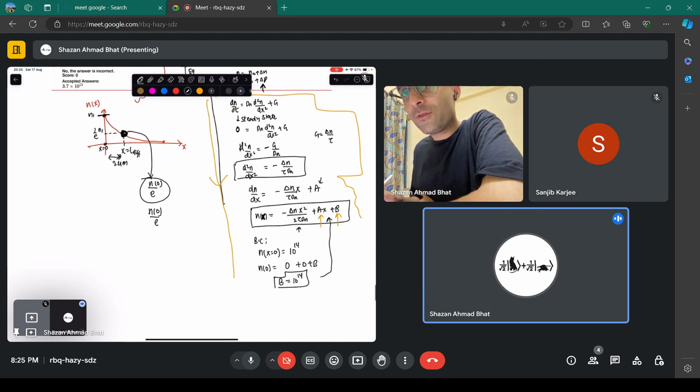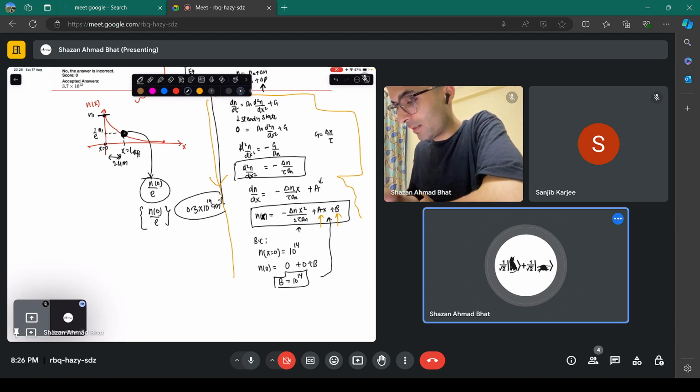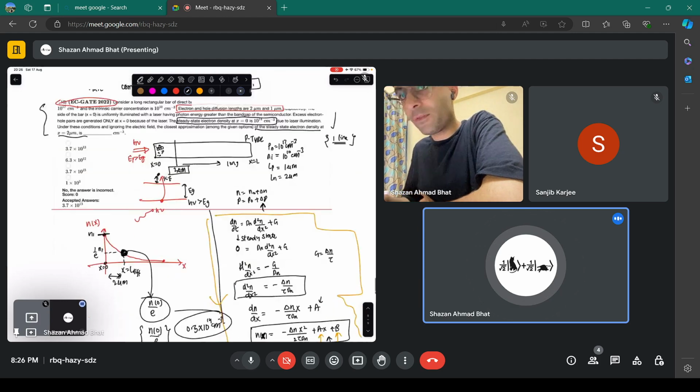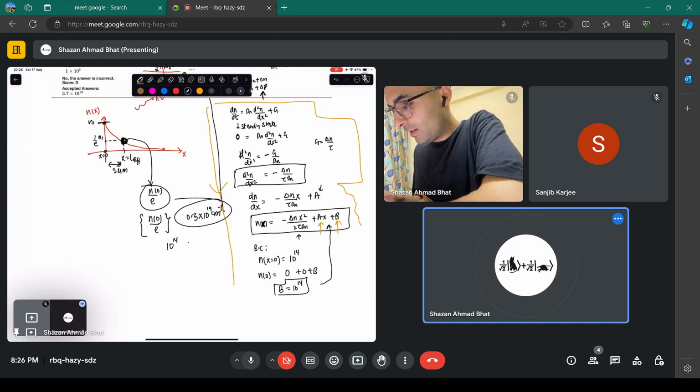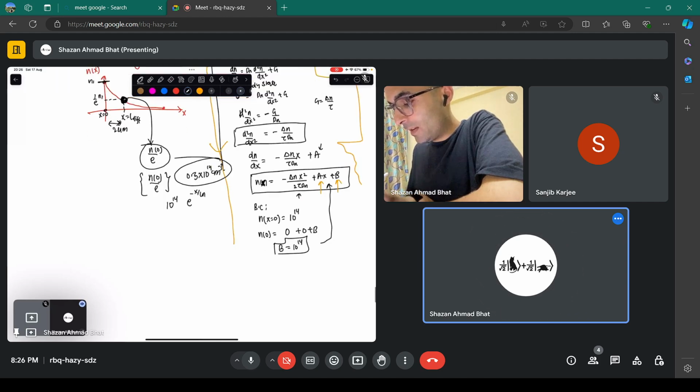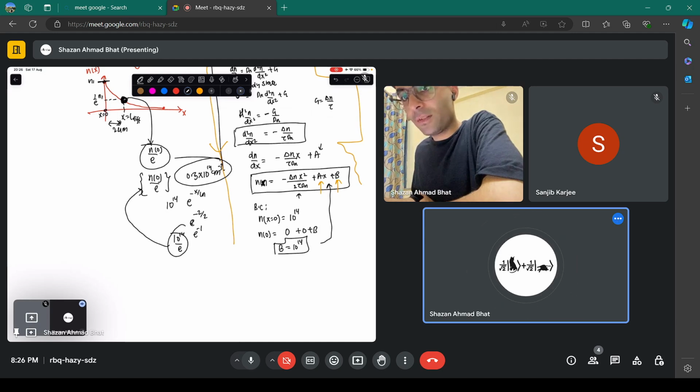When you compute this particular thing, you get 0.037 into 10 to the power 14 per centimeter cube. That's it. That's the answer to this question. n of 0 is already given, 10 to the power 14. So you write 10 to the power 14, or you can write e to the power minus x by L, and that is going to give you the same thing: e to the power minus 2 divided by 2, e to the power minus 1, 10 to the power 14 divided by e. That is the same thing. That's it about this question.